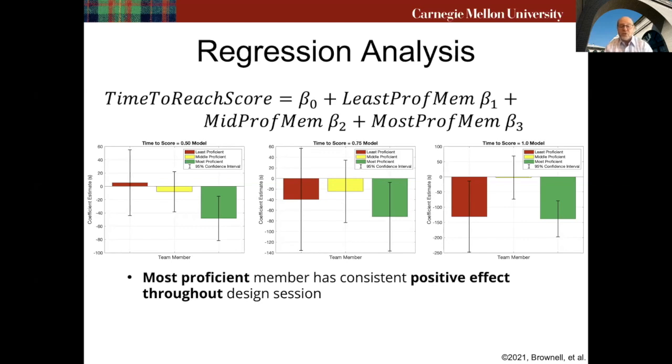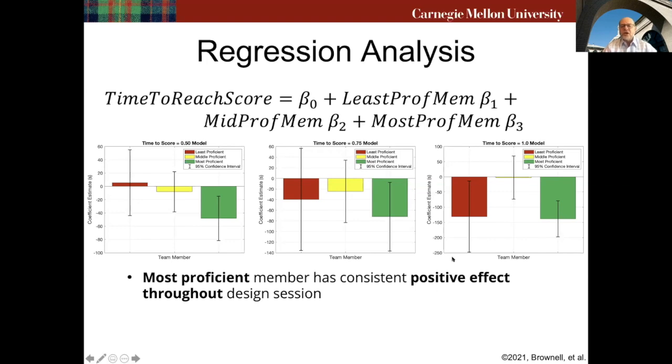What you can see here is the green is the most proficient members, yellow the middle, and red the least. These are 3 different timestamps along the way where we wanted to get to a point where there was a good performing design. We looked at halfway through and 3/4 of the way to get there and how long it took to get to those different points. Lower in here is better. What we see is that the most proficient member consistently has a positive effect throughout the entire design session. The middle performers are pretty much in the middle, and the red, the least, are all over the board. It isn't to say that at one time there wasn't a good or bad outcome, but in general, there's no consistency in them having a positive effect. But for the highest proficiency member, we see that. So this is an indication that the most proficient member has a consistent positive impact.